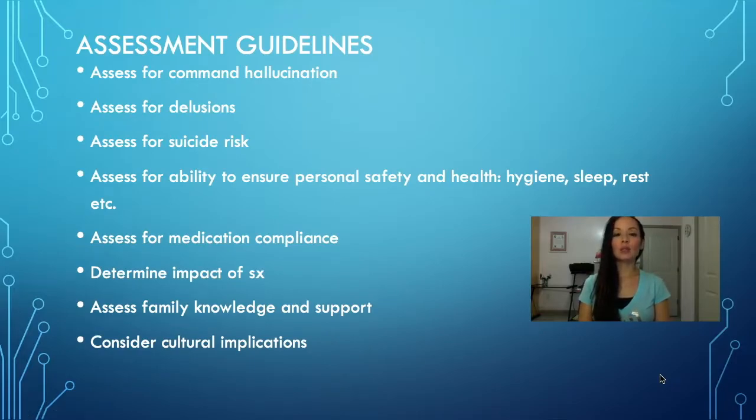Assessment guidelines. What is the nurse looking for? She's assessing for command hallucinations, delusions, suicide risk, the ability of the person to maintain safety and health. Are they feeding themselves? Are they soiling themselves? Or, for example, if they are catatonic, are they able to change themselves, or do they need to be changed? Because then they're at risk for skin breakdown if they're pooping and peeing in their adult brief.